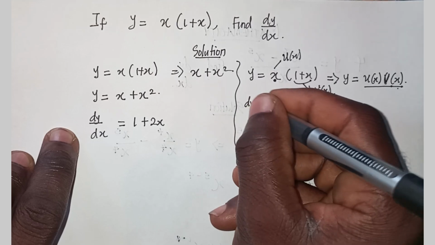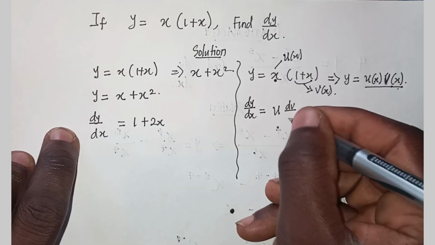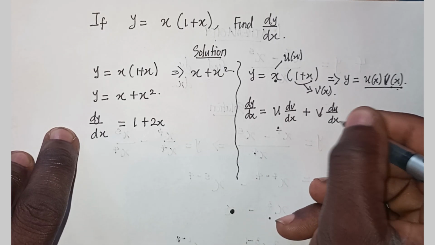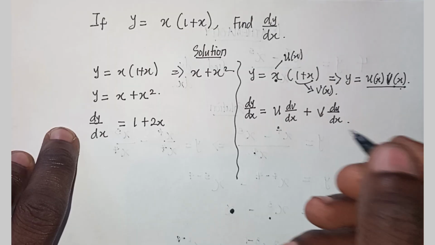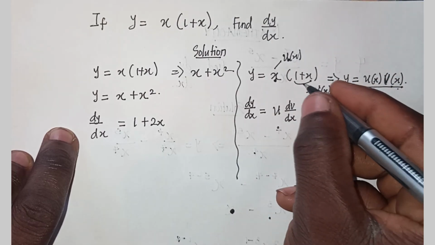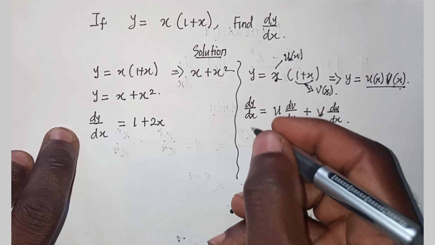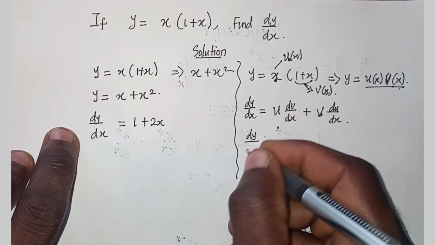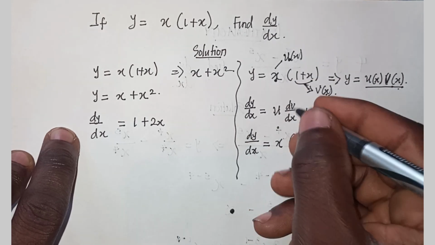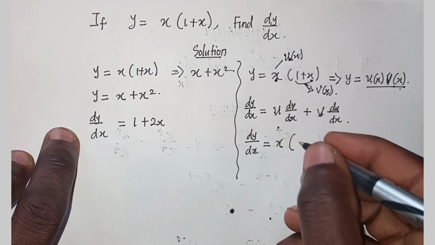And the product rule formula says that dy/dx is equal to u times dv/dx plus v times du/dx. Once we have this, it's simply telling us that u is what? The u of x that we have here. Then dv/dx is the derivative of our v of x. Then we do the same thing here. So now that means our dy over dx here will be equal to u, we leave x, times dv/dx. That means you differentiate 1 plus x, and when you differentiate 1 plus x, you are going to have 1.